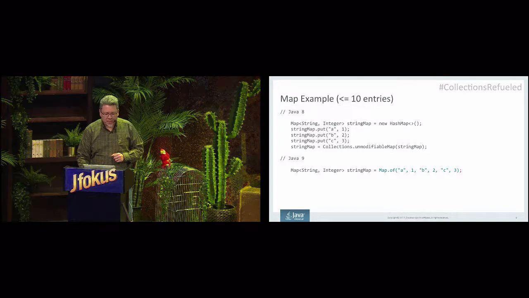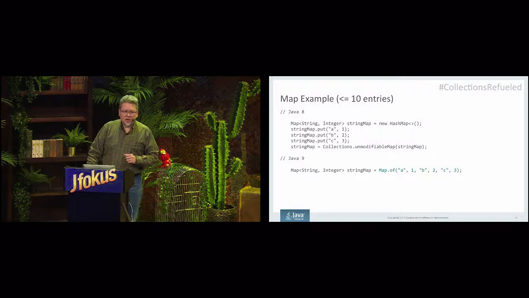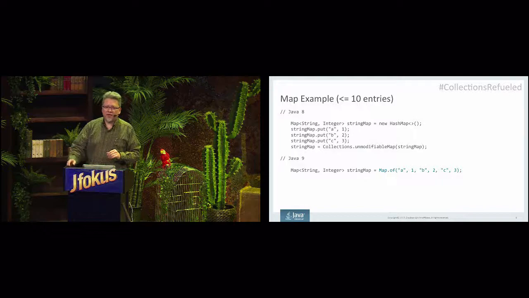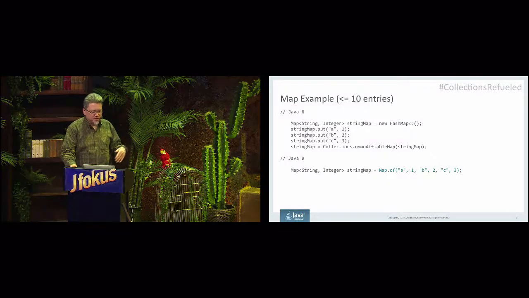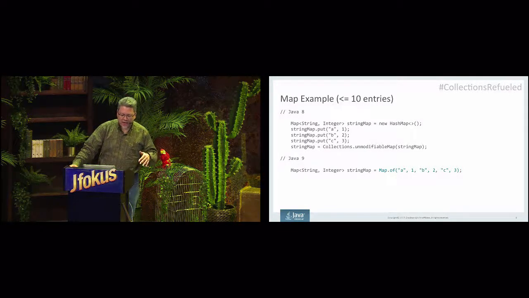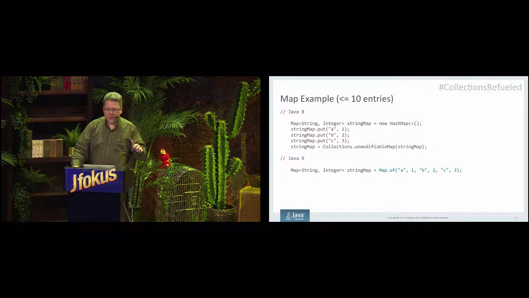All right, so with map, now here it gets a little more difficult. And people have come up with all kinds of contortions to get around this. But probably the most straightforward way to do this in Java 8 is to create an empty HashMap and then call put repeatedly, either on multiple lines or maybe within a loop or something, and then wrap that with an unmodifiable map wrapper. And so that's kind of a mouthful.